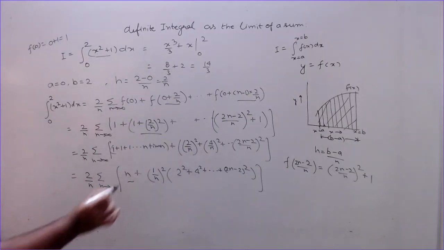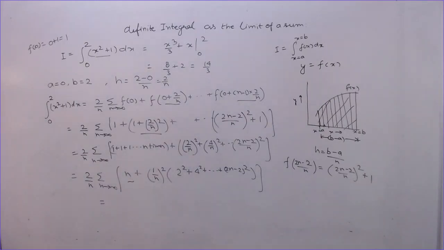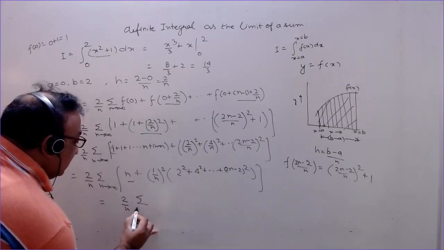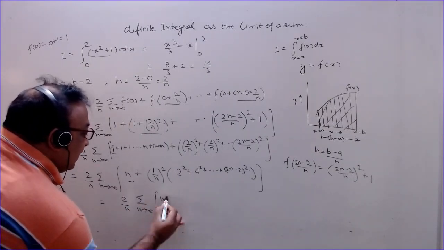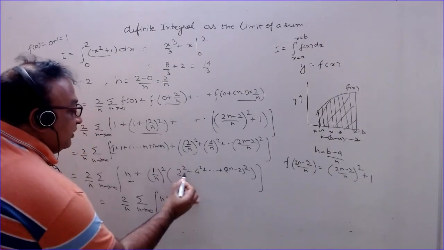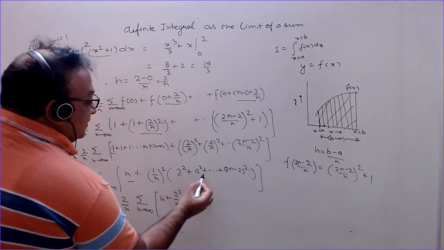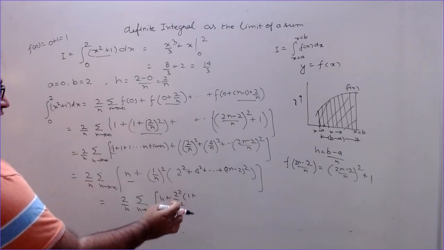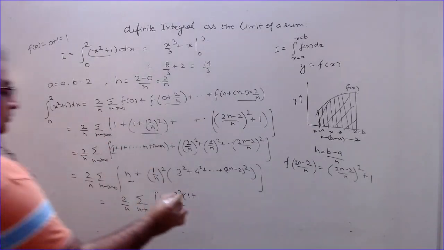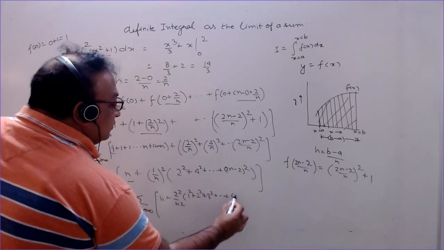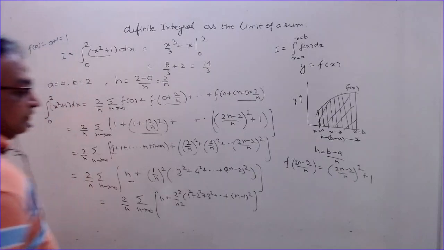So this is n, and further you can write the sum of this series. So here we can write 2 by n sigma, n tends towards infinity, n plus 1 by n square, taking 2 square common, 1 plus this will be 9 by 4, 2 square plus 3 square and so on up to n minus 1 whole square.